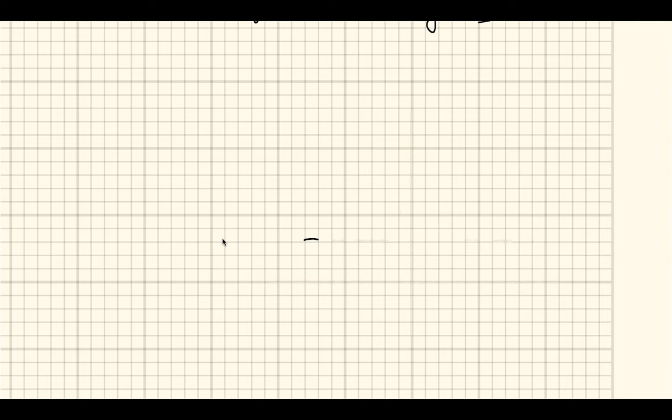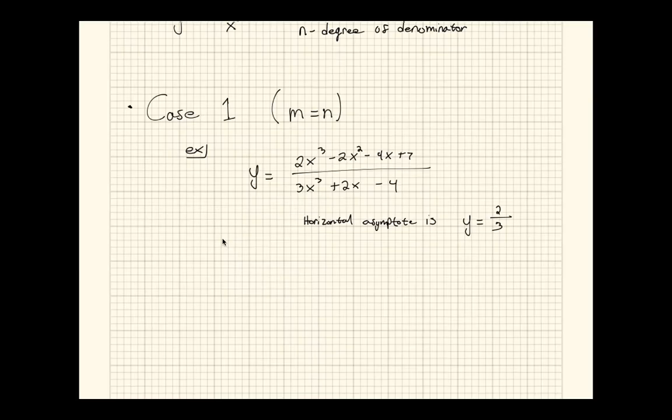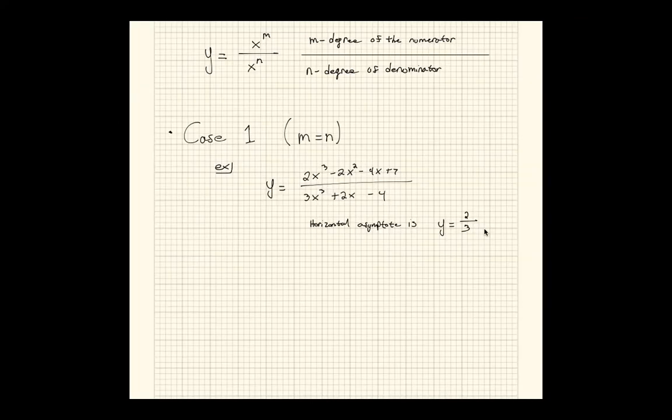So if the degrees are the same, divide their two leading coefficients. So this is 2, this is 3. That's where you're going to have your horizontal asymptote. That's the first case. Next case, case 2.